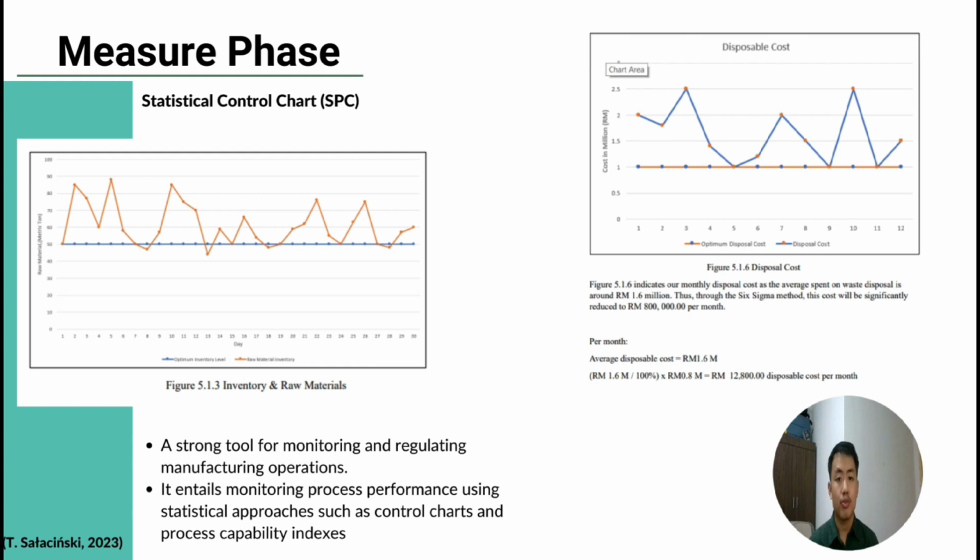Next, for the measure phase, we are also using the statistical process control chart, SPC. It is a strong tool for monitoring and regulating manufacturing operations. For example, the following graph displays the most recent inventory levels, showing that the inventory objective of 1 metric ton per day was only met for 7 days, whereas on the remaining 23 days saw an excess of inventory levels from the optimal level of 50 metric tons. Hence, the Six Sigma method is used to minimize the variation while keeping stock at 50 metric tons.